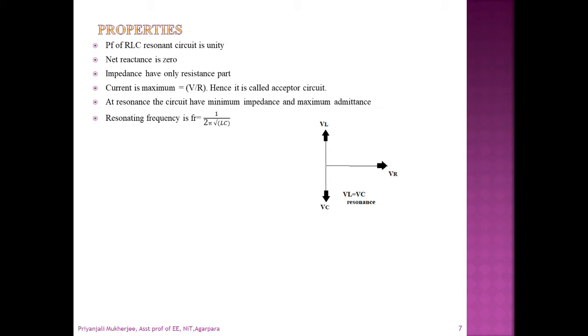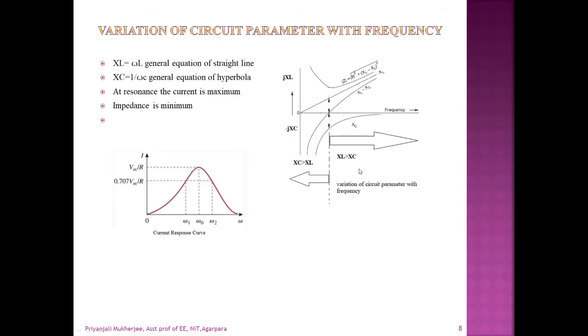At resonance, the line current in the series RLC circuit is maximum, and it can accept the maximum current, and hence it is called the acceptor circuit. At resonance, the circuit has the minimum impedance as well as the maximum admittance, and the resonating frequency becomes 1 by 2 pi root LC. Now, in resonating conditions, VL and VC will be of the same magnitude, and both will cancel out. So the only voltage is equal to VR, and it is acting as a purely resistive circuit.